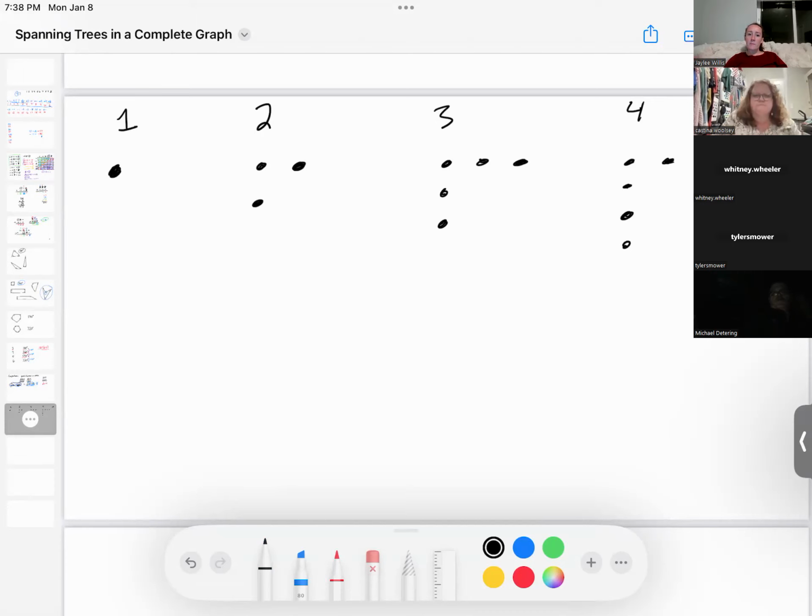So n is representing the picture number. And what type of algebraic expression could we use to represent the number of dots in the nth picture? Or if you want to, you can just share what you notice about the pattern.